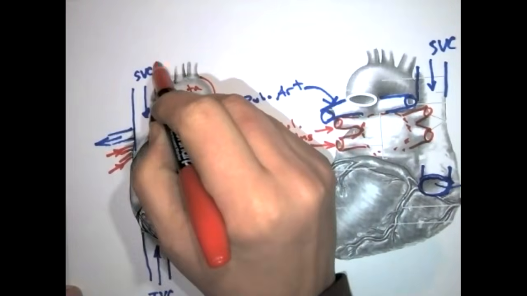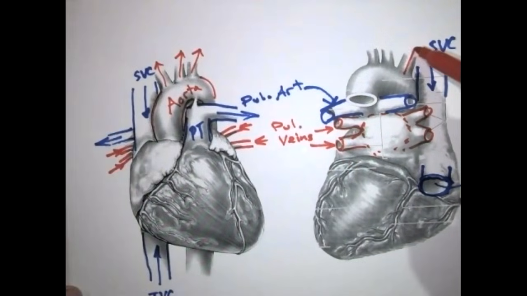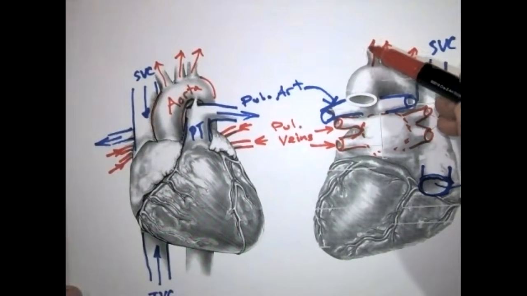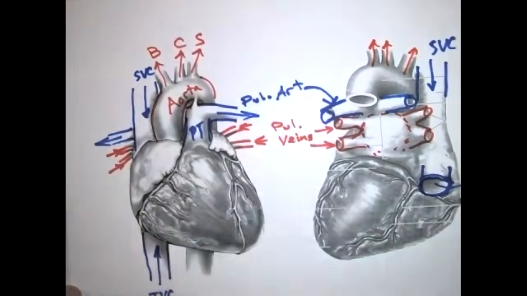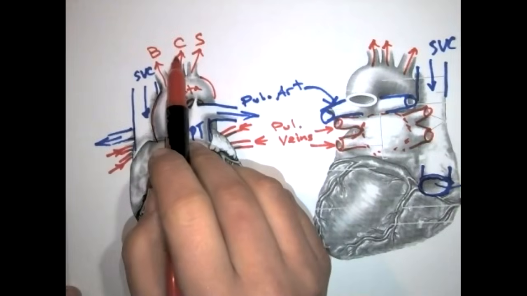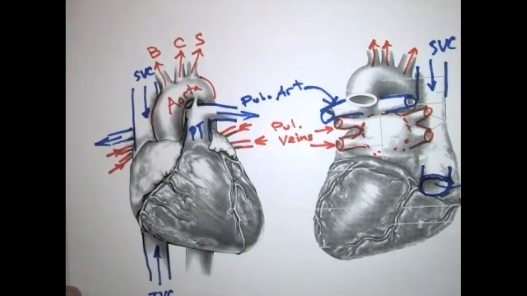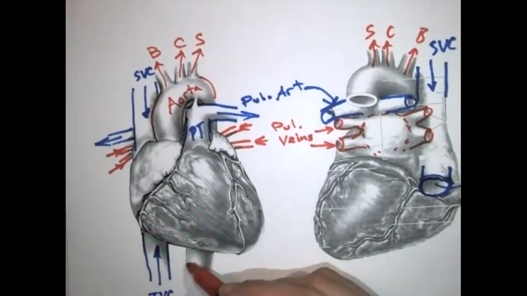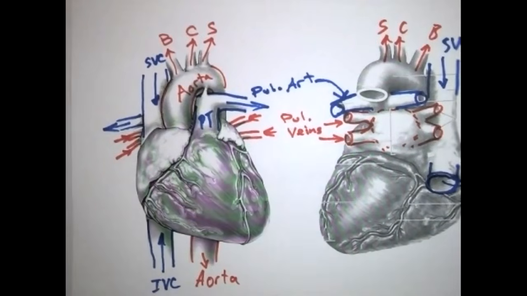I note that there are three branches that we can see in this particular diagram, one, two, and three. These are B, C, and S: brachiocephalic trunk, left common carotid artery, and left subclavian artery, BCS. Of course, we're looking at this from behind. So I just wanted to briefly introduce you or remind you of those structures that we already know.